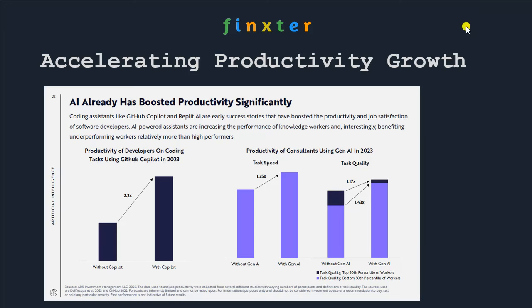So, accelerating productivity growth. AI has already boosted productivity significantly. So here we see the productivity of developers using Copilot and not using Copilot. It has like 220x. So there's significant value proposition for AI already. Just for those people who don't believe in the virtues of AI, we can already measure how productivity of developers increases. And as productivity of developers increases, our human productivity increases as well.